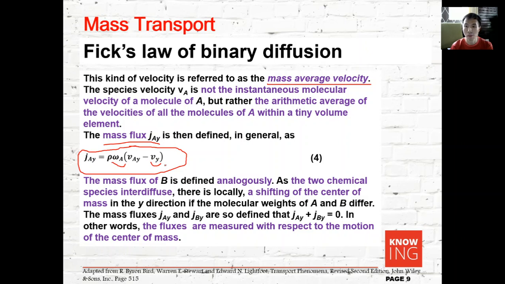Basically, we need to know that as the two chemical species interdiffuse, we imagine that there is a shifting of the center of mass in the y direction if the molecular weights of A and B differ. However, in terms of the mass fluxes, there is a zero net movement of the mass fluxes. So j_Ay plus j_By should be equal to 0. So the fluxes are measured with respect to the motion of the center of mass.